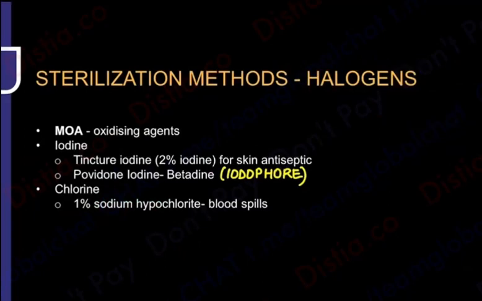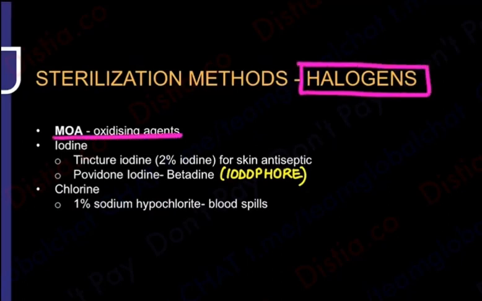We know halogens, you know the periodic table from school time: iodine, bromide, chloride, right? So halogens are the ones which act as oxidizing agents, and the most famous ones used are iodine and chlorine. In iodine, what do we use for skin antiseptic? We use tincture iodine, which is 2% iodine, for skin antiseptic, but we know there's one brown colored solution in the labs and the OTs that is known as betadine. What is betadine? Betadine is a povidone iodine, which is said to be an iodophore.